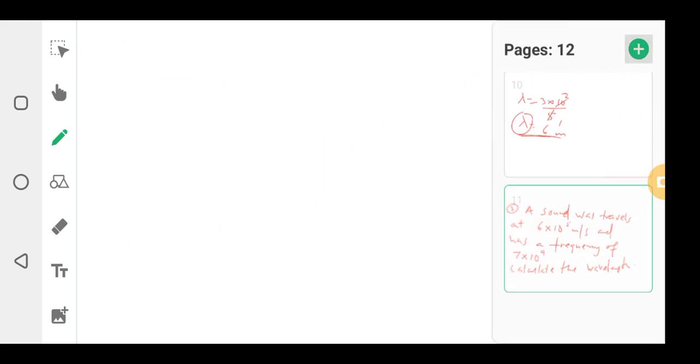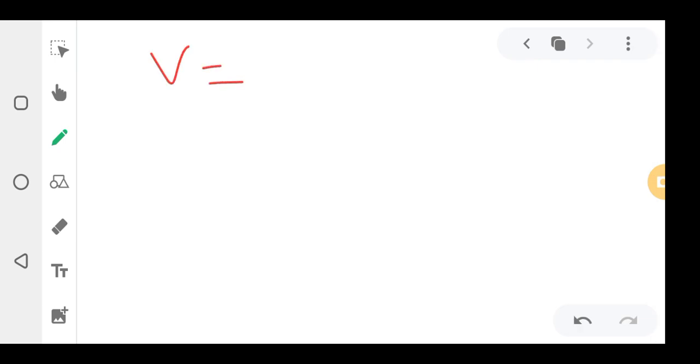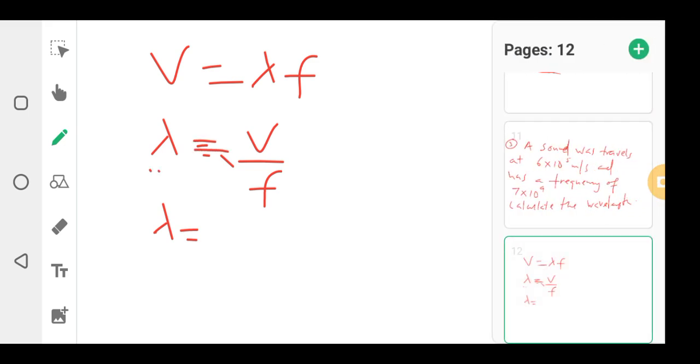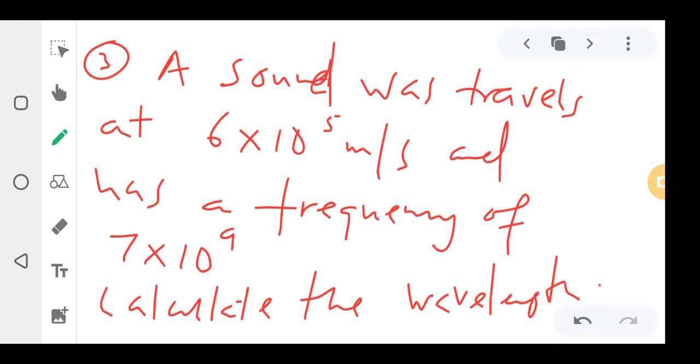By this time you already know, I don't need to tell you. So velocity is equal to wavelength times frequency. When you make wavelength a subject, it comes to velocity over frequency. I think I've taught you this already, how to do the subject. So velocity is equal to, what's a wavelength? What's a velocity? You come to your question there.